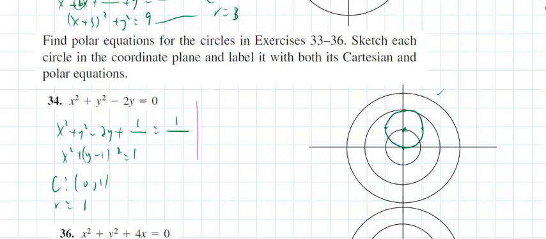And if I was to find the polar equation of this, then I would say r squared minus twice r sine of theta equals 0. Factor an r out.